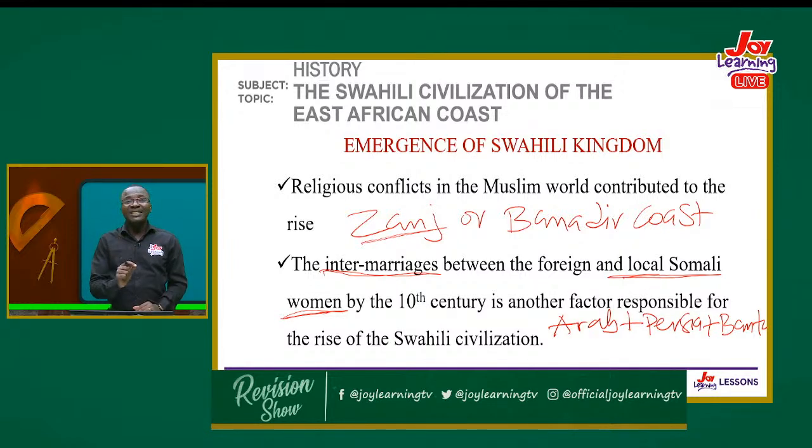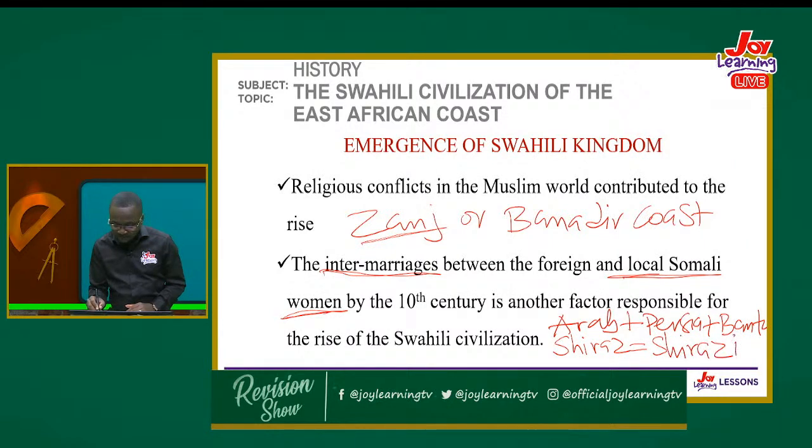Now, the Persians from the city of Shiraz brought a culture known as the Shiraz culture. As the intermarriage took place between the Arabs, between the Persians, between the Bantu or the local Somali women, we had a new culture which became known as the Shirazi. The Shirazi civilization or the Shirazi culture.